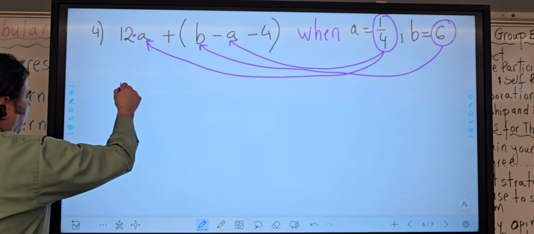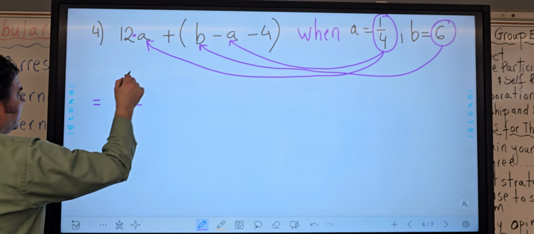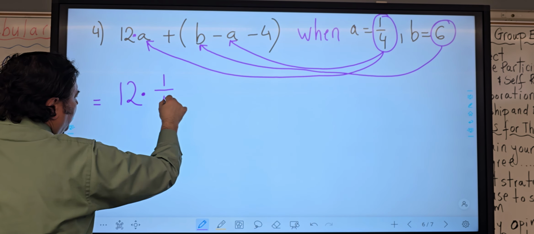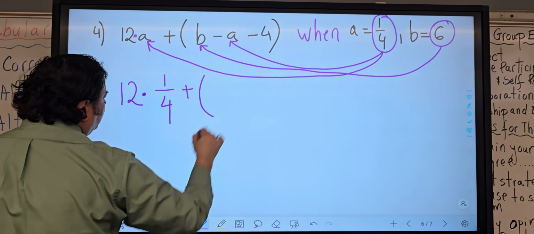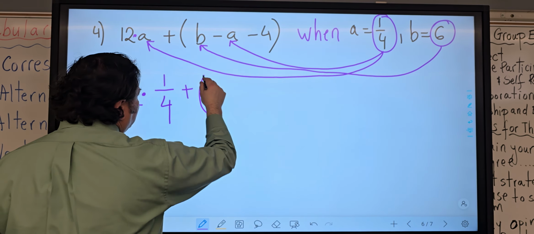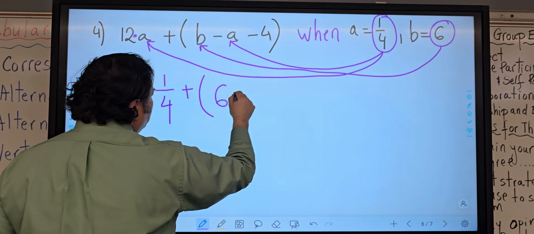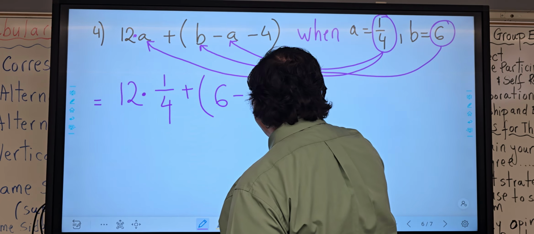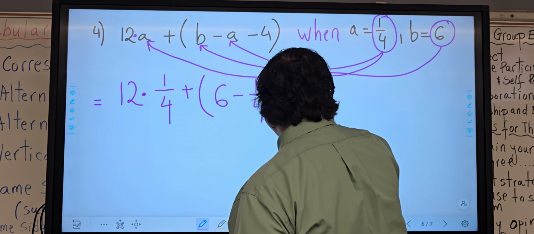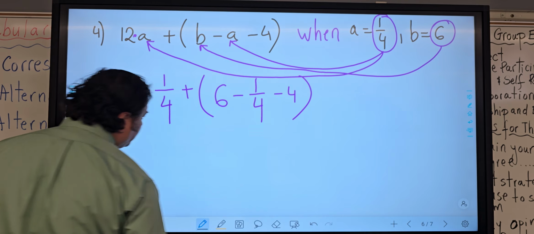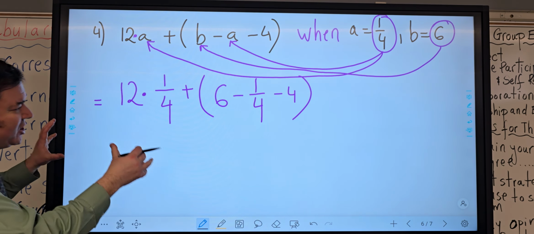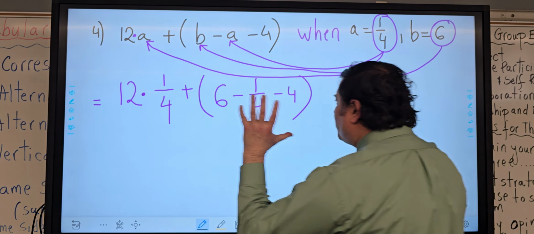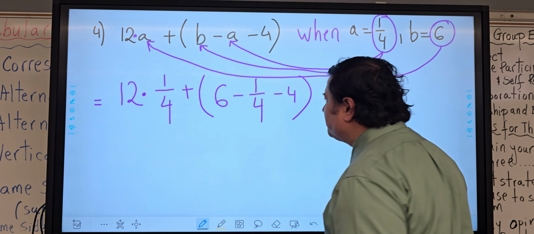So we have 12 times, instead of a, we are going to replace 1 over 4, plus, let's open that little parenthesis. So now we have b, instead of b, we are going to replace 6, minus, instead of a, we are going to substitute 1 over 4, and then minus 4. And let's see what we get now. Again, we have an expression now, but since we have the parenthesis, following the order of operations, we need to do the parenthesis first.